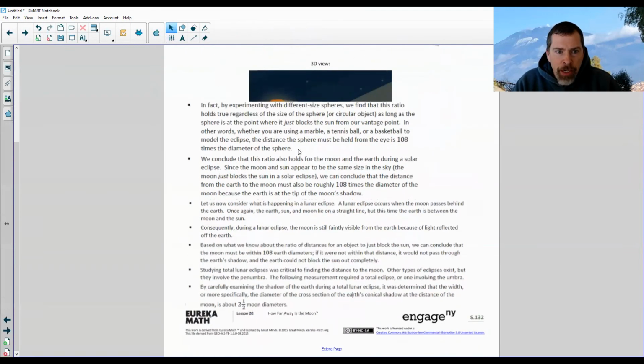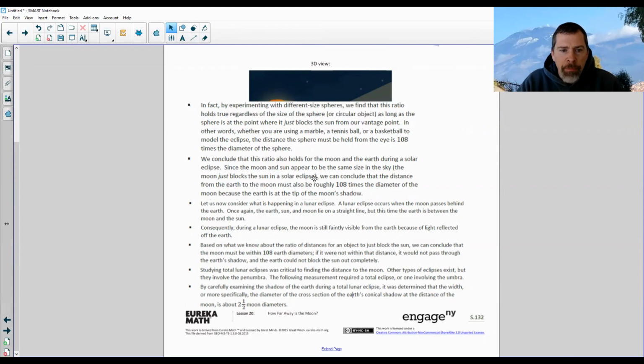And continue on. And it says, in fact, by experimenting with different size spheres, we find that the ratio holds true regardless of the size of the sphere or circular object, as long as the sphere is at the point where it just blocks the sun from our vantage point. In other words, whether you're using a marble, a tennis ball, or a basketball to model the eclipse, the distance the sphere must be held from the eye is 108 times the diameter of the sphere.